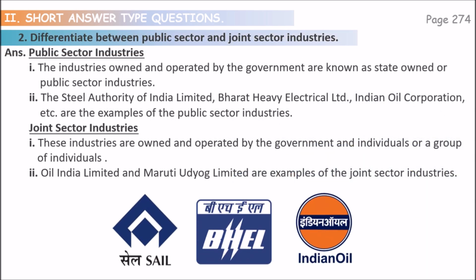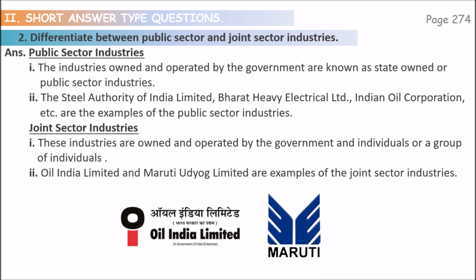Number 2. Differentiate between public sector and joint sector industries. Answer. Public sector industries. The industries owned and operated by the government are known as state-owned or public sector industries. The Steel Authority of India Limited, Bharat Heavy Electricals Limited, Indian Oil Corporation, etc. are the examples of the public sector industries. Joint sector industries. These industries are owned and operated by the government and individuals or a group of individuals. Oil India Limited and Maruti Udyog Limited are examples of the joint sector industries.